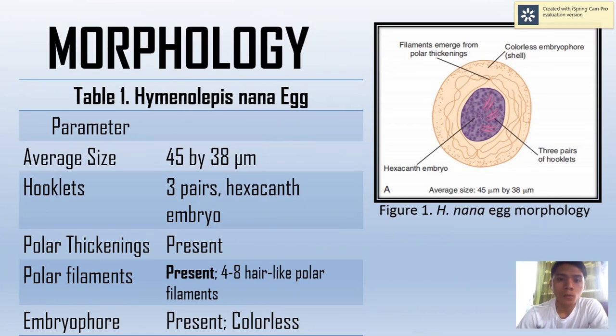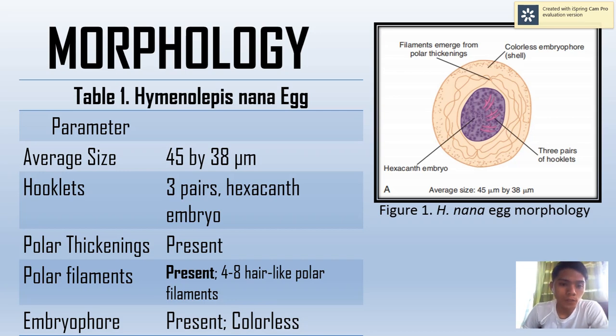Now, let's go to the morphology of the parasite. Just like all other cestodes, Hymenolepis nana follows the same morphology, which is the egg stage, the larval stage or the metacestode stage, and the adult stage. Now let's go first to the egg stage.